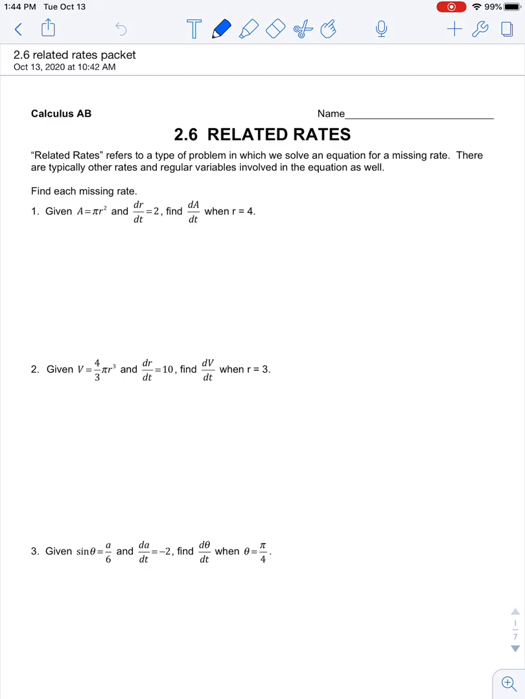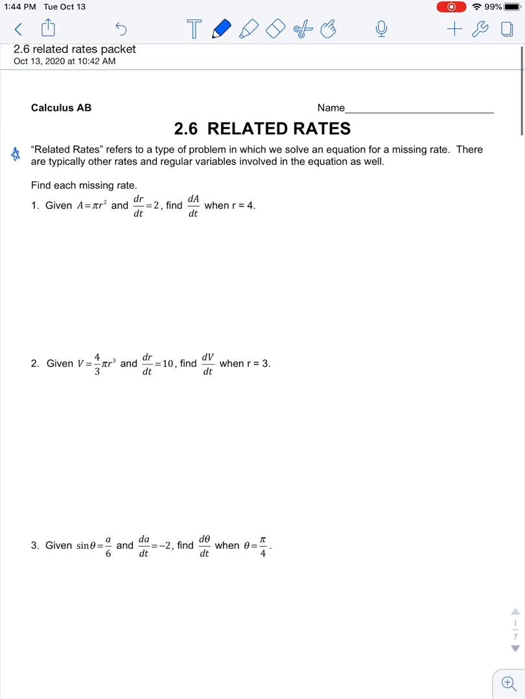And we're going to rely on our ability to differentiate using implicit differentiation, using the chain rule, using whatever derivative rule is necessary to get through today. So, as it says here, related rates refers to a type of problem in which we solve an equation for a missing rate. We're used to solving for x or y or whatever, but now we're actually going to be finding a rate. There are typically other rates and regular variables involved in the equation as well.